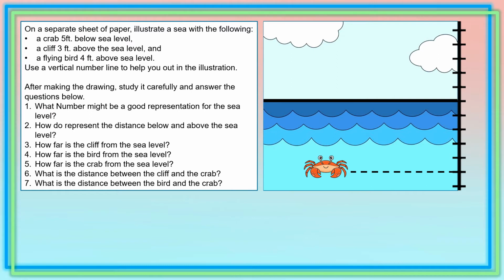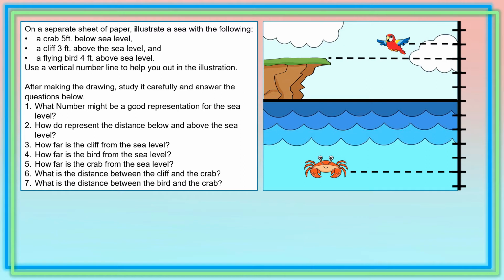Next, a cliff 3 feet above the sea level. Kung ang below ay pababa, ang above naman ay pataas. So, bibilang naman tayo ng 3. 1, 2, and 3. Dito natin nalagay yung cliff o ang tinatawag nating bangin sa Tagalog. Last, a flying bird 4 feet above the sea level. So, 4. Flying bird. Ito ang ibong lumilipad.